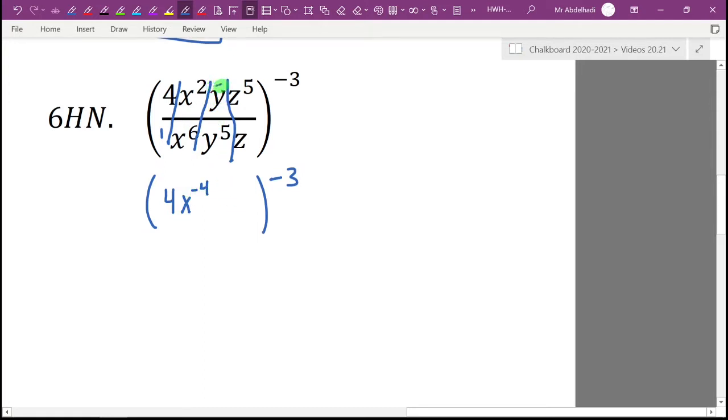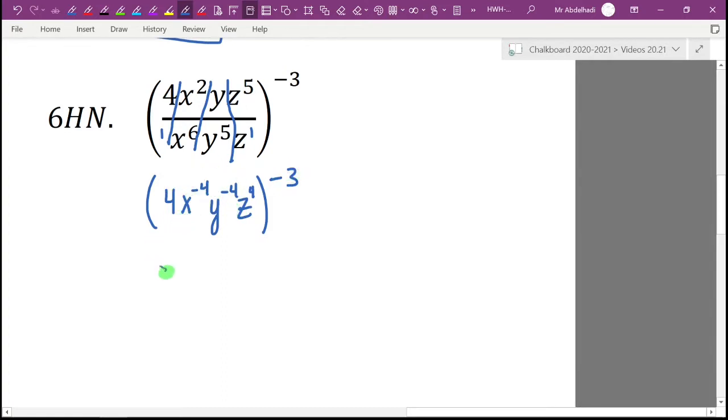Y to the 1st divided by y to the 5th, 1 minus 5 is also negative 4. And z to the 5th divided by z to the 1st is z to the positive 4, because 5 minus 1 is 4. Now, I'm not going to flip yet. Now I'm going to apply this negative 3 power to everything.